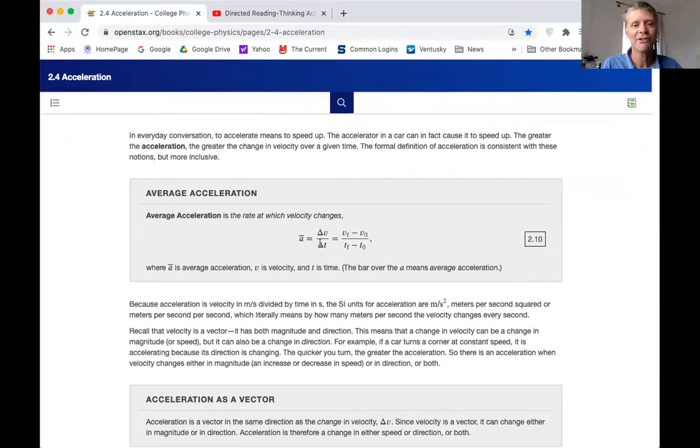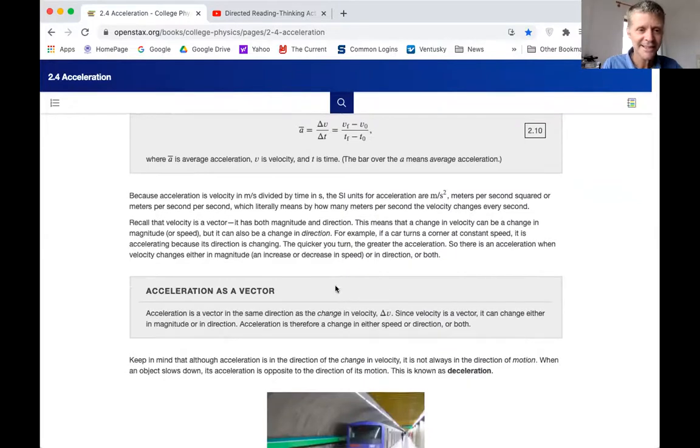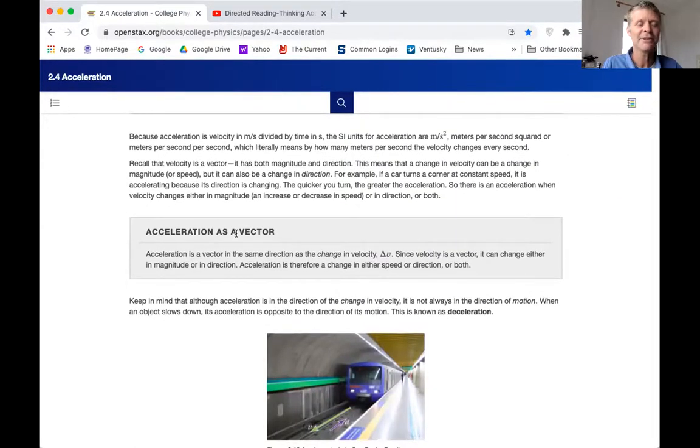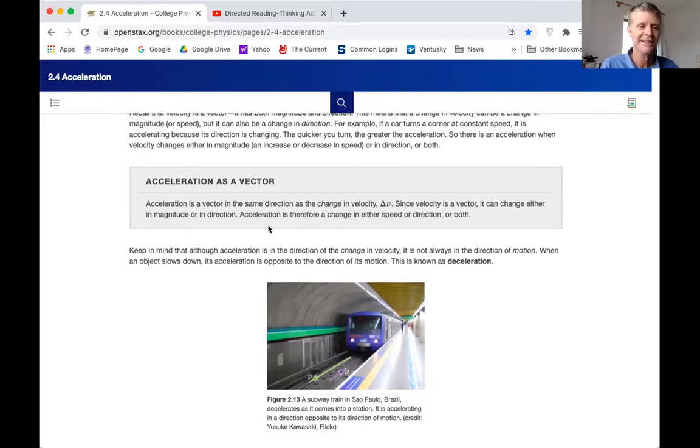And so a change in velocity over change in time. I glance through the text. Another box: acceleration is a vector. And students have already learned about vectors having magnitude and direction. But in this case, velocity is a vector, displacement is a vector.